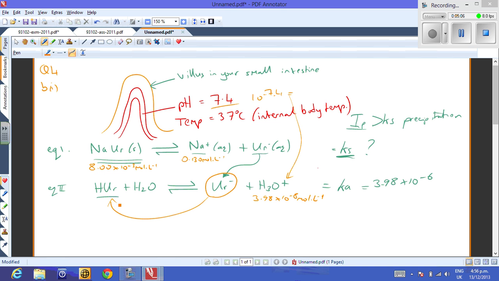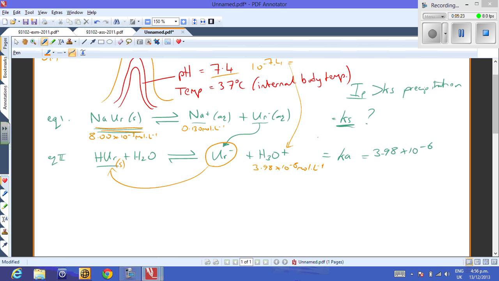So we have to do two separate calculations, and in both cases we're considering whether you get precipitation of either the uric acid or you get precipitation of the sodium urate. So let's take a look at equation number 1 here, the sodium urate situation. So let's just scroll on down here. Equation 1. So from equation 1, we want to determine the concentration of our urate right here.